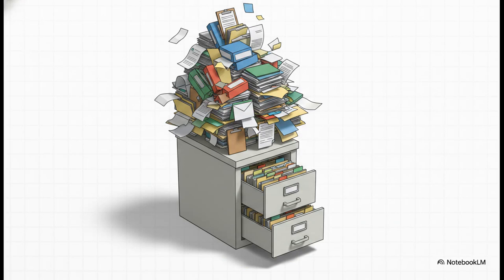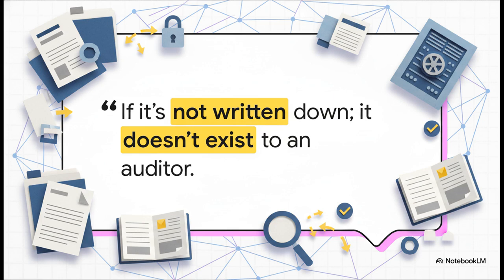Because auditors demand this undeniable proof, you have to document everything. I mean, we're talking about a mountain of paperwork here. You need to formally provide your detailed policies and procedures, control narratives that explain exactly how things work step by step, comprehensive system descriptions of your architecture, and of course, your formal risk assessments. Which brings us to the absolute golden rule of compliance. Let's just say it together. If it's not written down, it doesn't exist to an auditor.